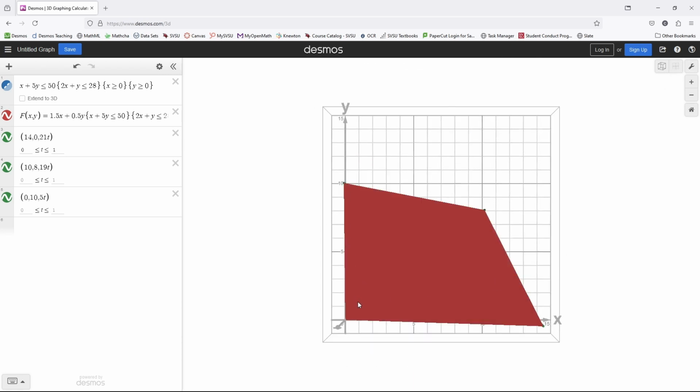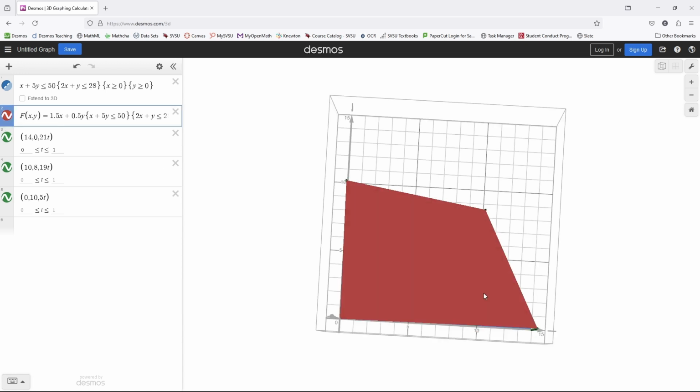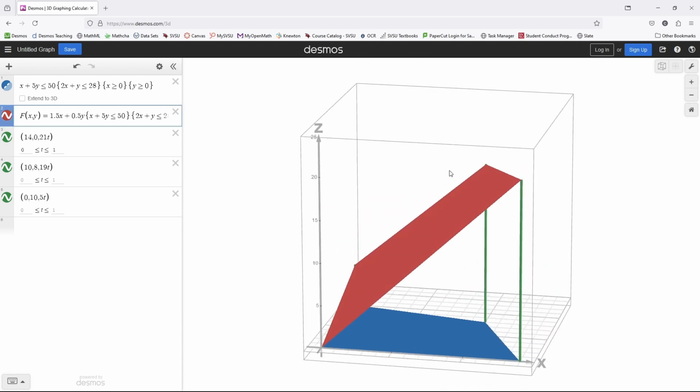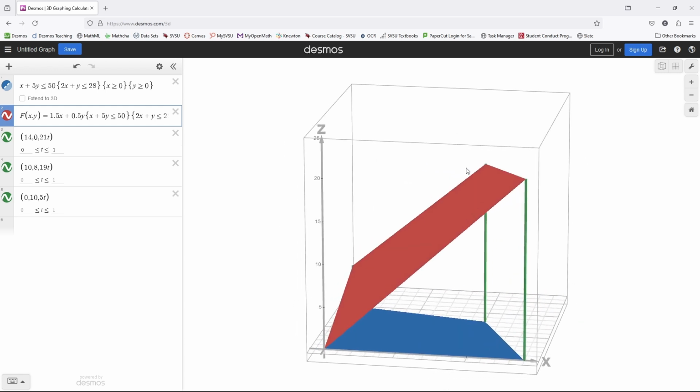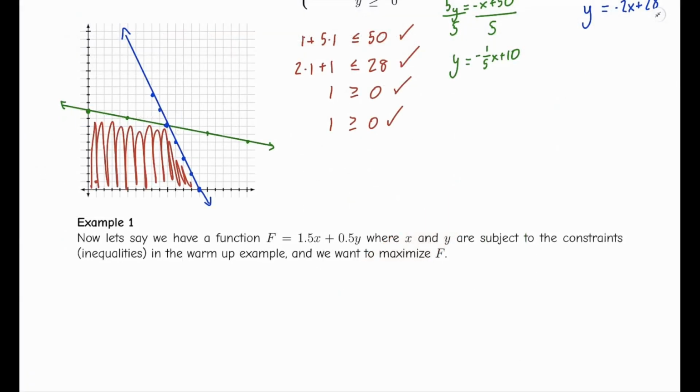You start with the shaded region and you find the corners of the shaded region. And then we plug those into our red function, and whichever one gives us the highest value, that is our maximum. Or whichever one gives us the lowest value, that is our minimum. So let's get back to the written notes. Okay, so like I said, we need to find the corners first.